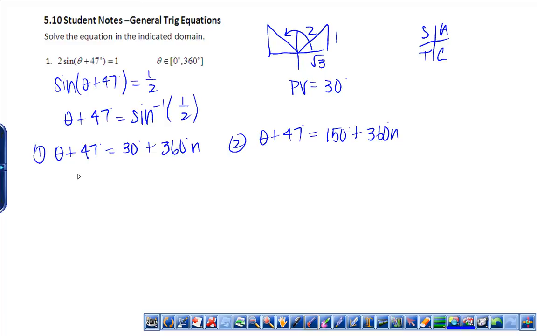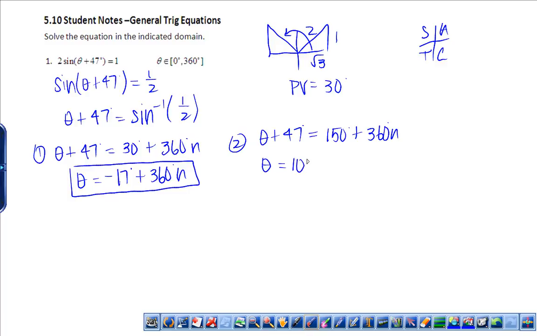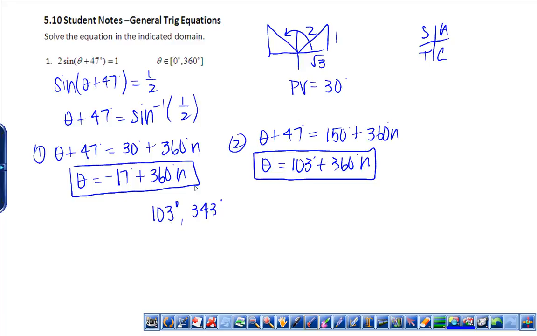Then we need to solve for theta for both of them. So theta is going to be equal to negative 17 degrees plus 360n. That's your first general solution. And then for the second one, theta is going to be equal to 103 degrees plus 360 degrees n. Okay, there's both of your general solutions. Okay, and remember your domain, I want answers that fall between 0 and 360 degrees. So let's see, how about 103 degrees and 343 degrees? Remember, I'm just plugging in answers for n to get solutions.